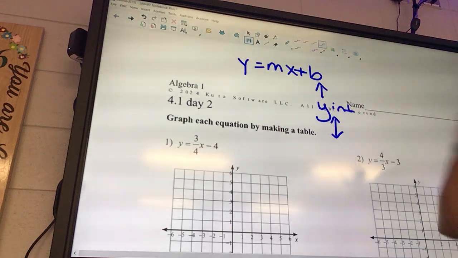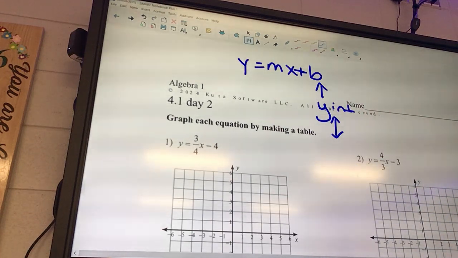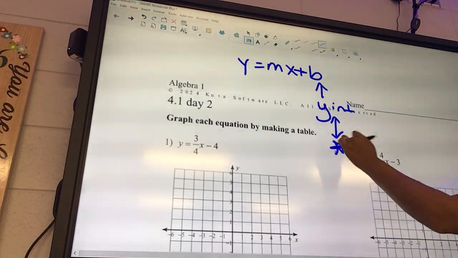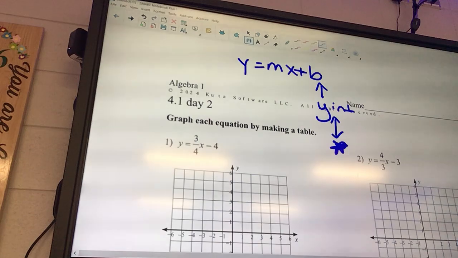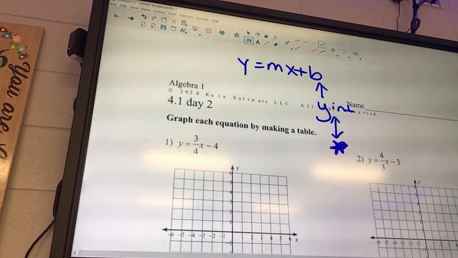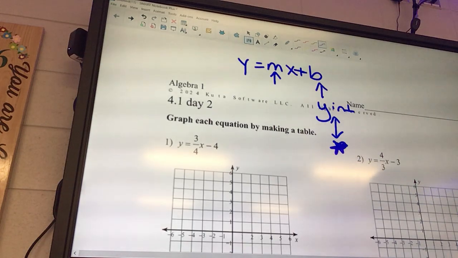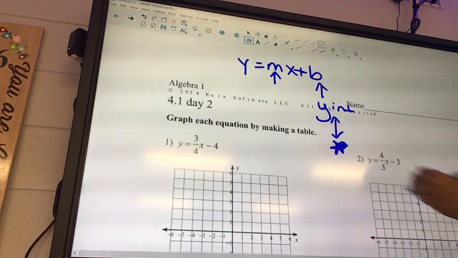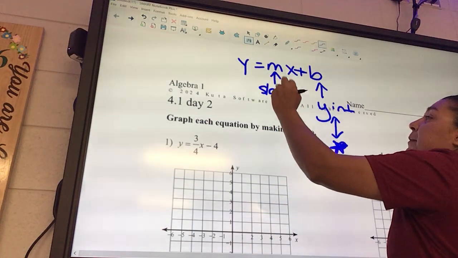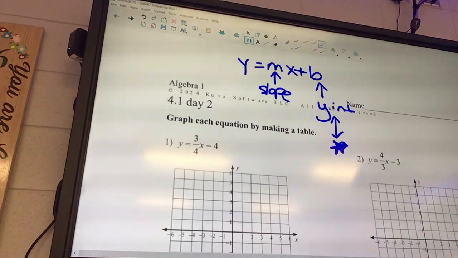And what's really important about that one? You've got to plot it first, okay? So that one has to be plotted first. And then what about the M? What is the M? Slope. It's the slope, okay? And how would you explain to someone what to do with the slope?